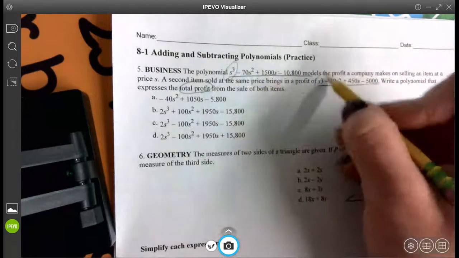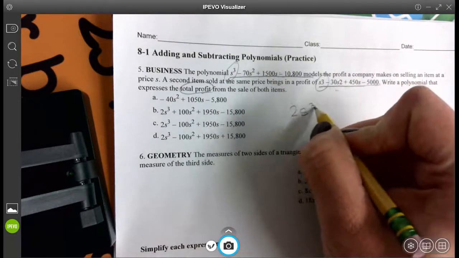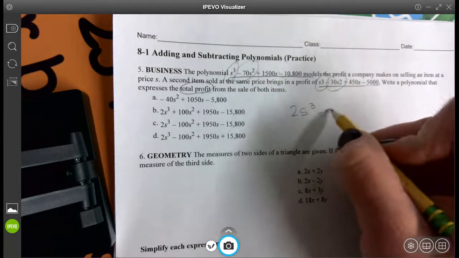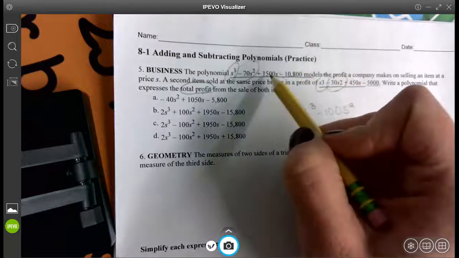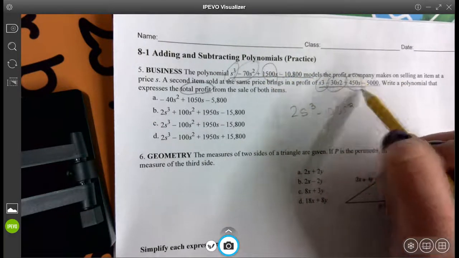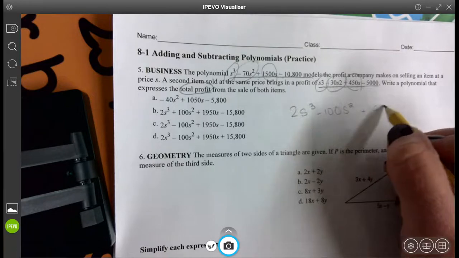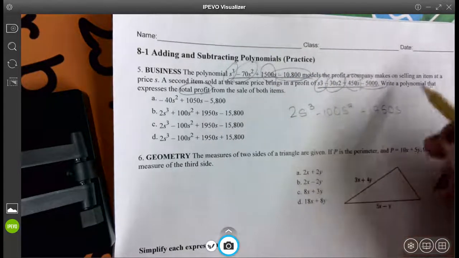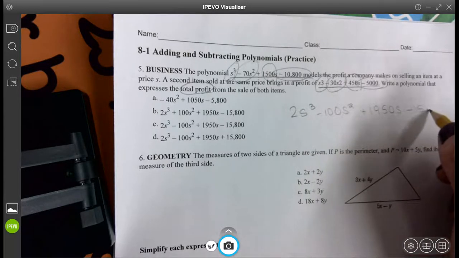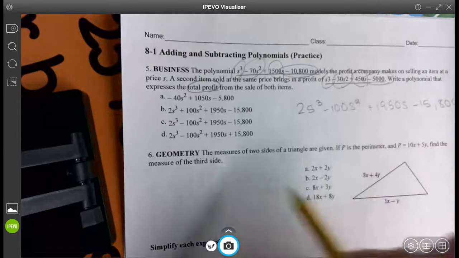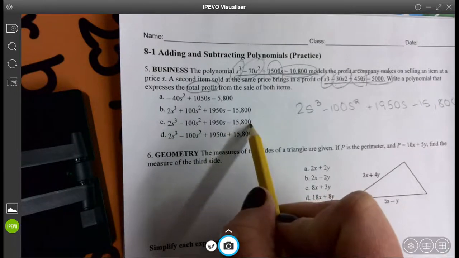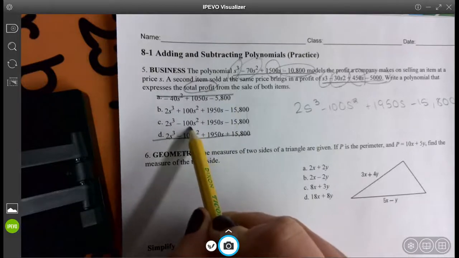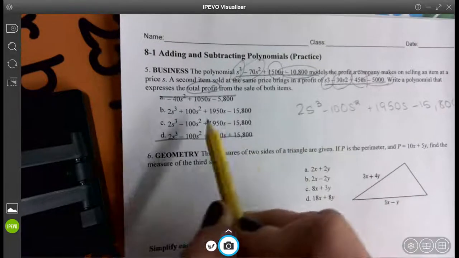So I have s cubed and s cubed, so that's 2s cubed. I have a negative 70 and a negative 30 for a negative 100, s squared. I have 1500 and I have 450. They're both positive, so that's 1950. And a negative 10,800 and a negative 5,000 would be negative 15,800. So your answer is not this one, not this one. The only difference here is the negative 100. That's your answer.